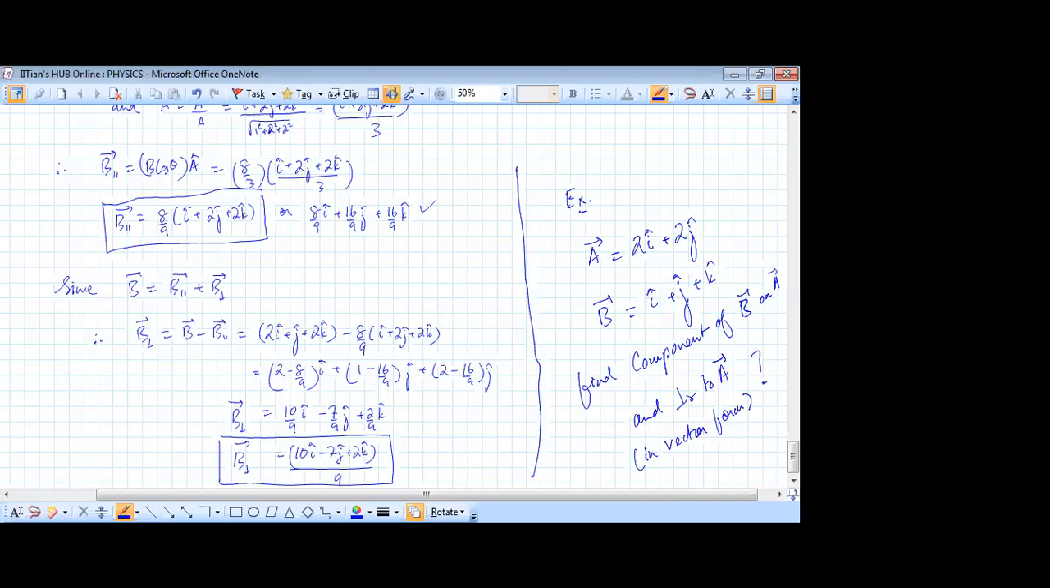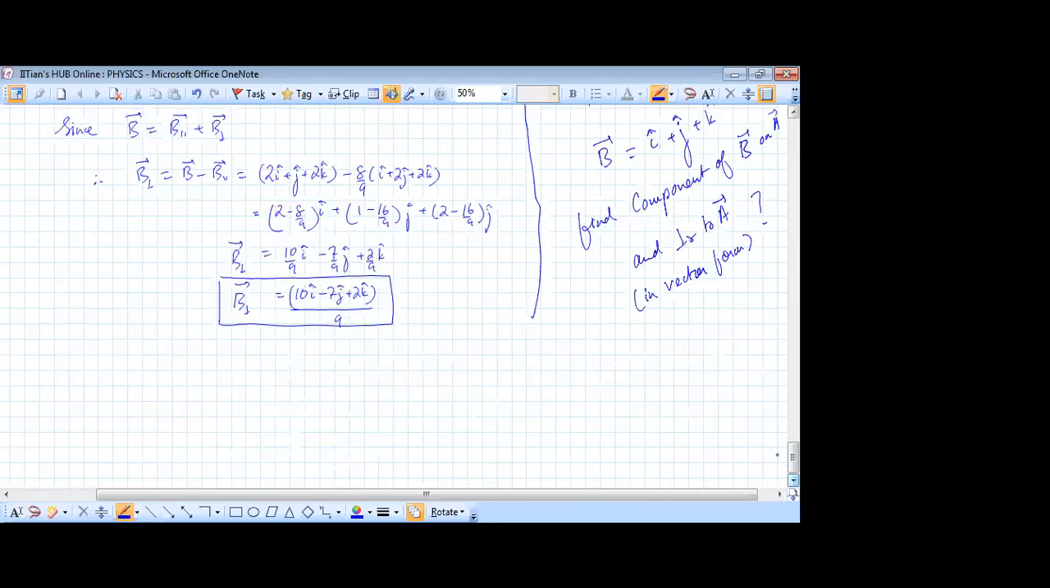Okay, so got the answer, people? Yes, very good. Yes, that's correct. Perpendicular component will be k cap and the parallel component will be i cap plus j cap. So this is very easy.